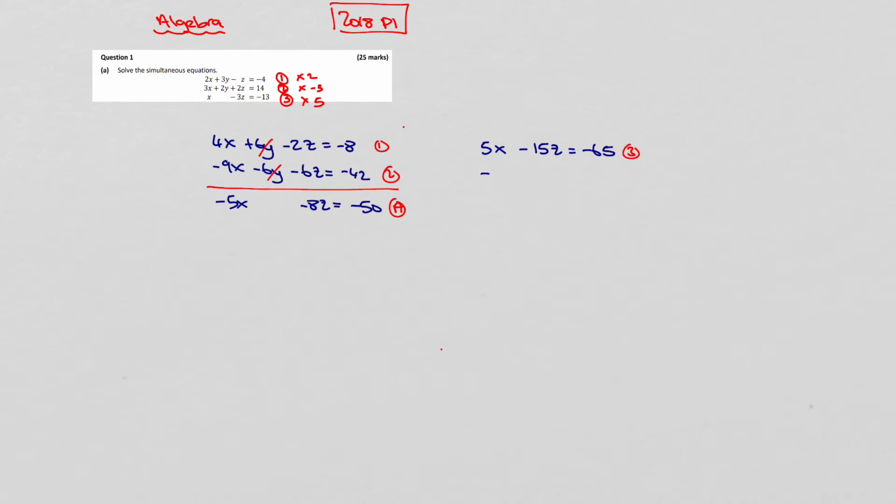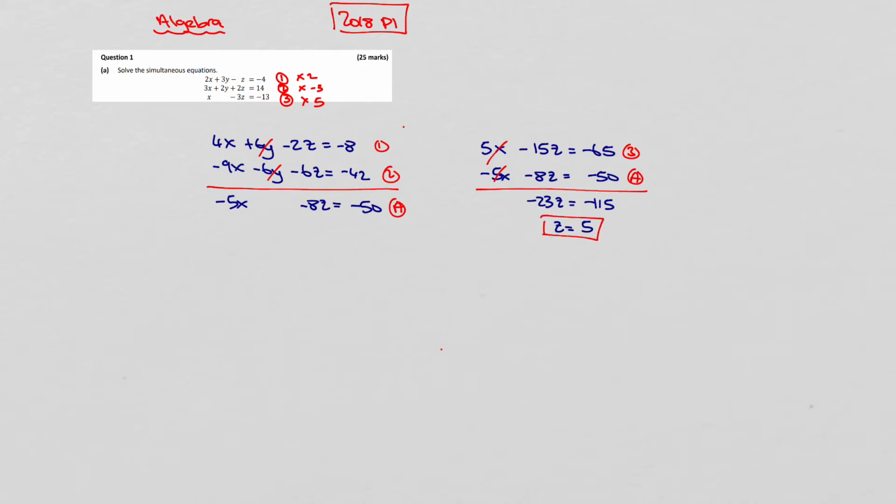So that's equation 3. And then we have A is minus 5x minus 8z equals minus 50. And then if I add those, my 5x's will cancel. And then I have minus 15z minus 8z is minus 23z. And minus 65 minus 50 is minus 115. And therefore, if I divide across both sides by minus 23, that gives me z equals 5. So we have our first variable, z.